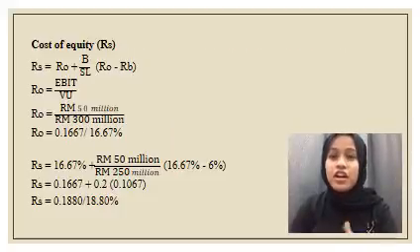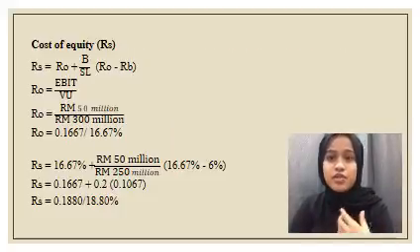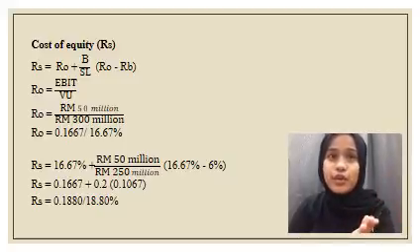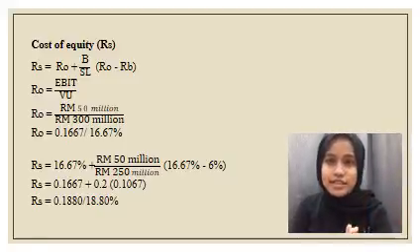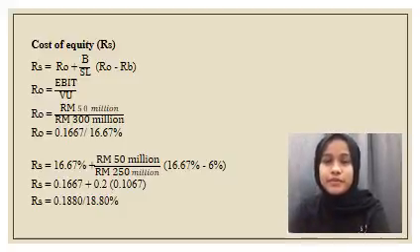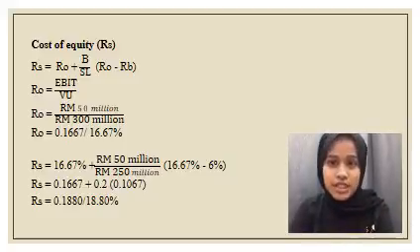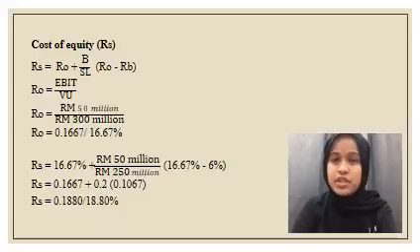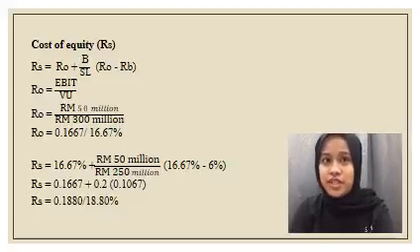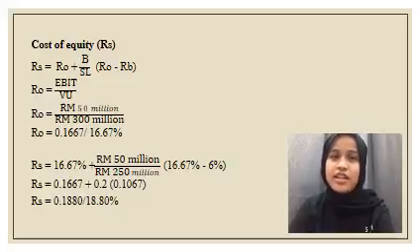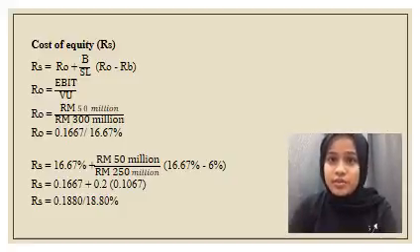Next, we need to find the cost of equity, RS, using the formula RS equal to RO plus B divided by S multiplied by RO minus RB, so we need to find RO. RO is equal to EBIT divided by VU. EBIT is 50 million from the question, divided by 300 million. So RO equals 0.1667 or 16.67%.